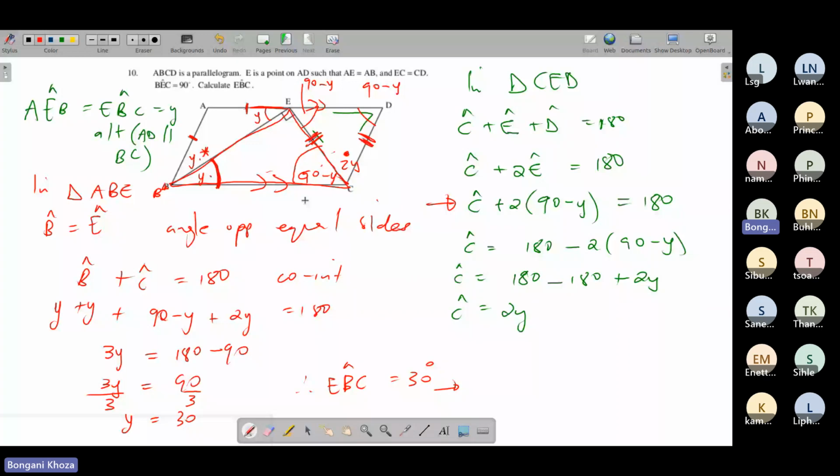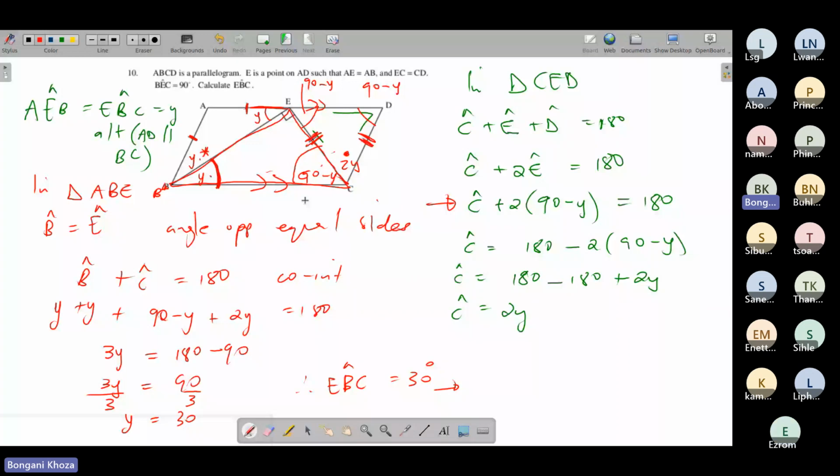From there, I said this forms a U, like that. So co-interior angles. I did the co-interior angles over here, substituted whatever I know, and continued solving for Y. And then I remembered to return what I was asked to calculate, which was angle EBC, not Y, which equals 30 degrees.